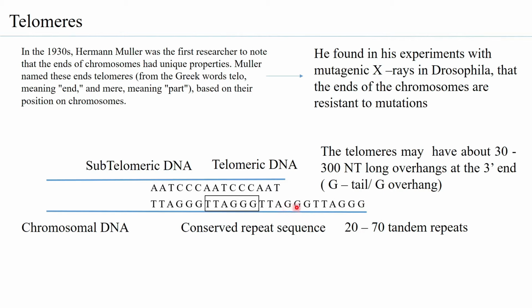Since it is GGTTAGG, because you have a lot of G present in the single strand itself, it is called a G tail or a G overhang, and the length of the overhang can vary from species to species. It can be anywhere between 30 to 300 nucleotides, and not just species to species, actually chromosome to chromosome also it can vary.